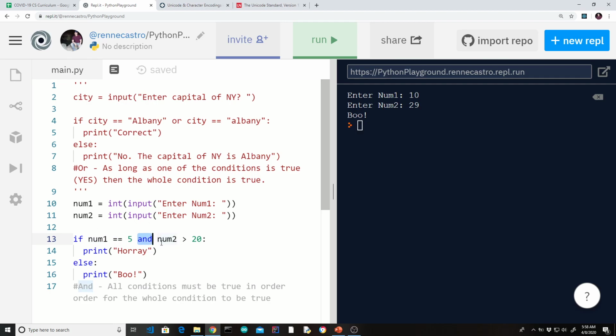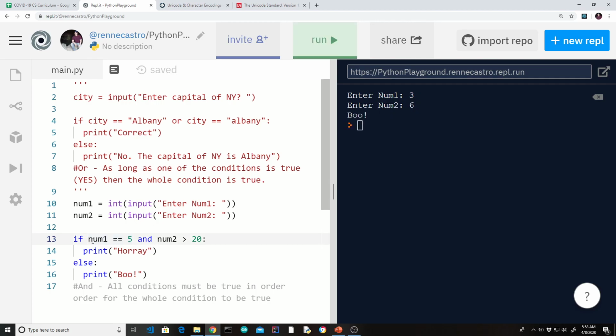This is part of a higher concept called short-circuiting, but just realize right now that because one of the two questions turned out to be false, a no, then the whole condition is no. In order for this to work, both sides have to be true. So let's run it one more time, and let's get nothing correct. So let's say 6. It says boo.